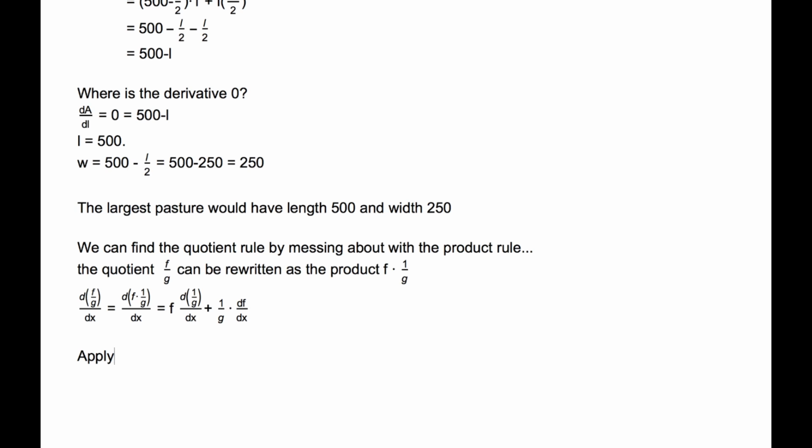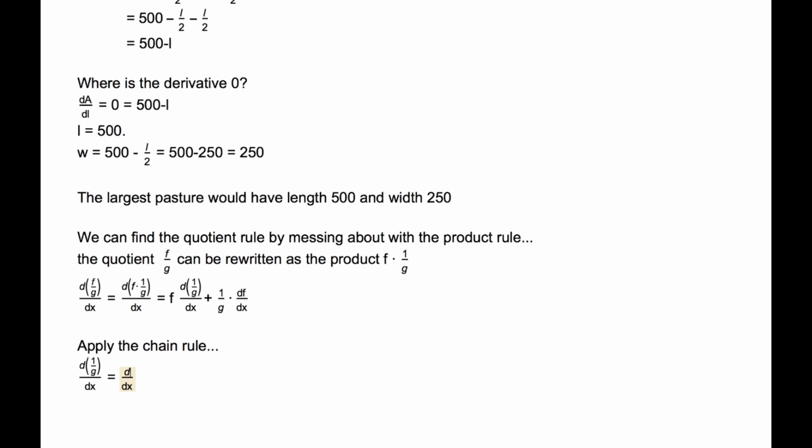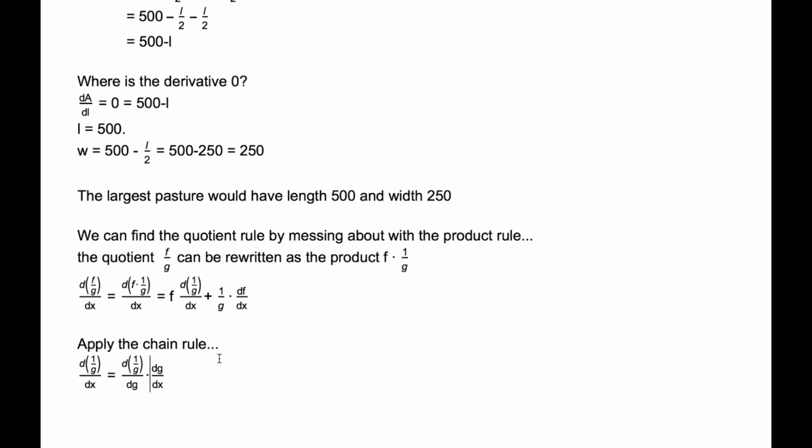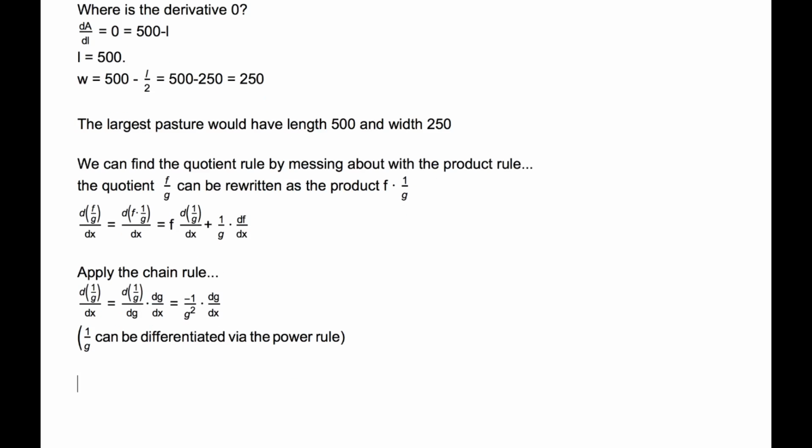Now, we can't really differentiate 1 over g with respect to x here because x isn't in 1 over g. However, we can apply the chain rule by using the variable g as an intermediate variable. So we get the derivative of 1 over g with respect to x is equal to the derivative of 1 over g with respect to g, which is doable, times the derivative of g with respect to x. Okay, so we can simply solve for the derivative of 1 over g with respect to g. That's going to give us negative 1 over g squared, and multiply by the derivative of g with respect to x.